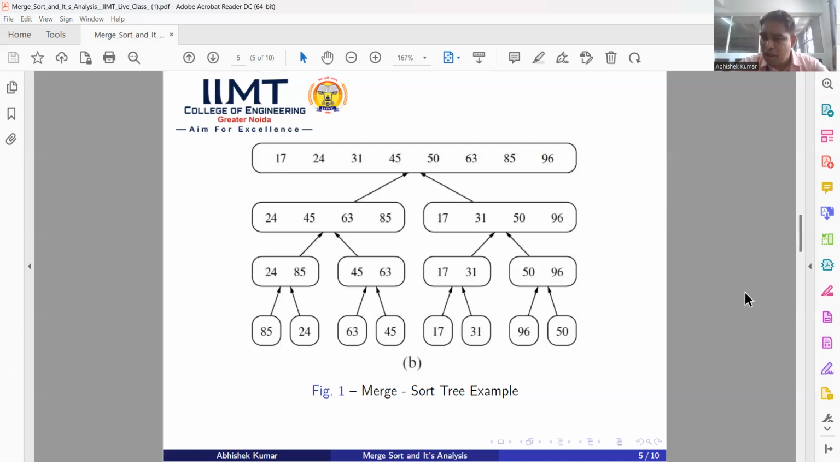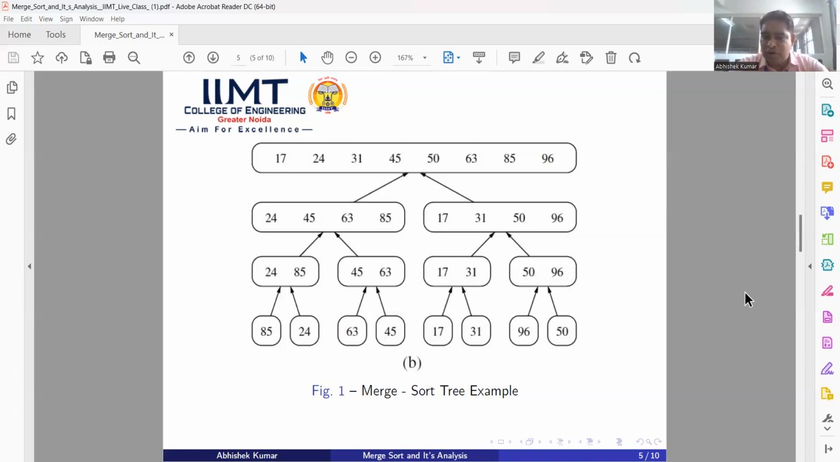Now you can see the elements on this level of the tree: 24, 45, 63, and 85 are already sorted, and 17, 31, 50, and 96 are also sorted. Both the left subsequence and the right subsequence are already sorted. Now, based on these sorted subsequences, we will sort the original sequence. The same approach we will follow here. For your clear understanding, I am repeating the steps repeatedly. So here again, same thing we are doing: 24 will be compared with 17.